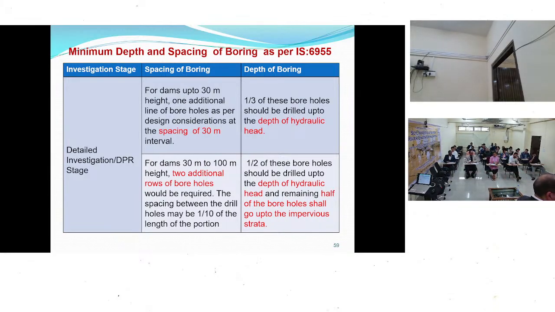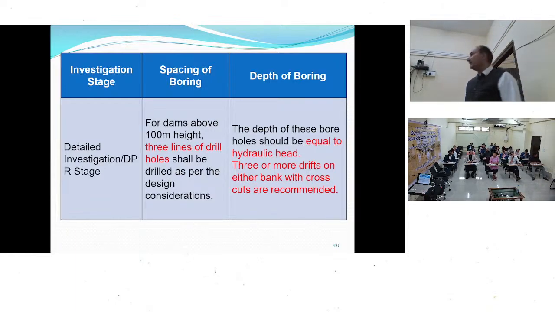two additional rows of boreholes. Normally you carry out the investigation along the dam axis, but here it says, if your dam height is more than 30 meter, you should do the investigation in two rows, one on the upstream, the other on the downstream. But if your dam height is more than 100 meter, there are three additional lines for the investigation. The depth is equal to the hydraulic head, and 3 or 4 drifts on either bank should be provided. What do you mean by drifts?